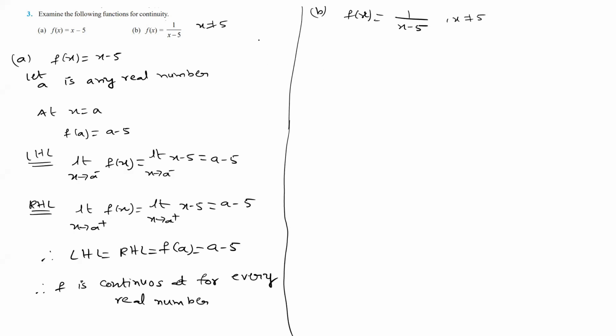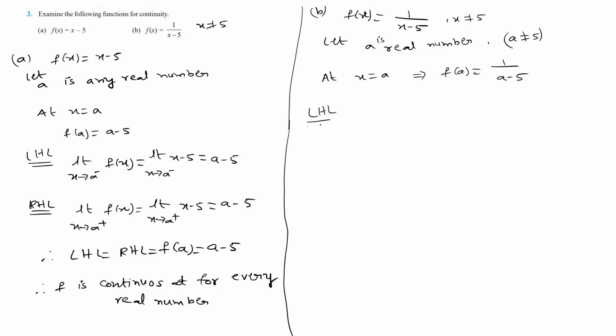Okay. So here also we take a, let a be a real number, where a is not equal to 5. Then at x equal to a, f of a will be 1 divided by a minus 5.